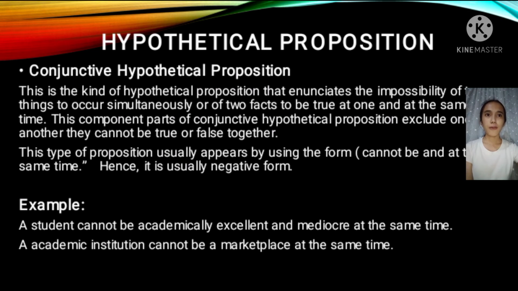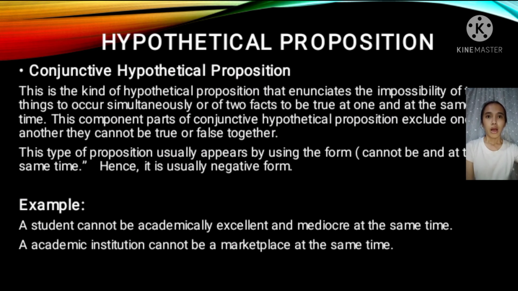The component parts of conjunctive hypothetical proposition exclude one another. They cannot be true together. This type of proposition usually appears by using the form cannot be at the same time. They are usually in negative form or the E proposition form.